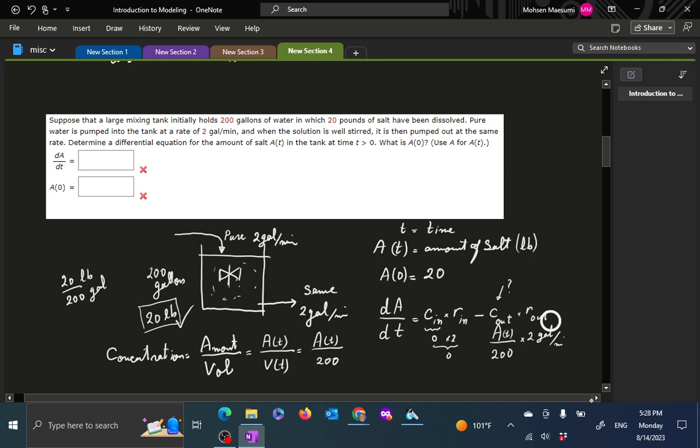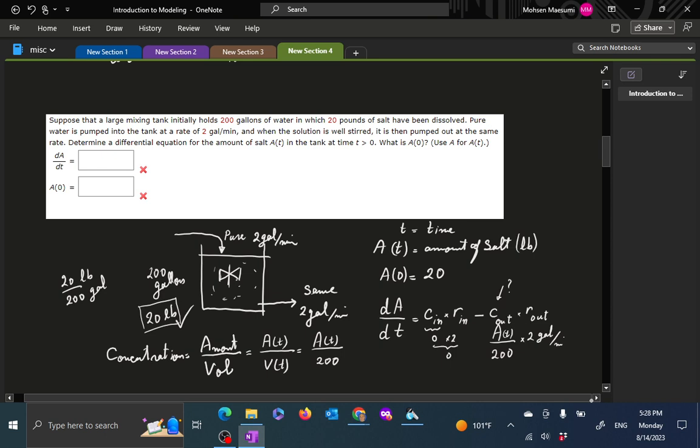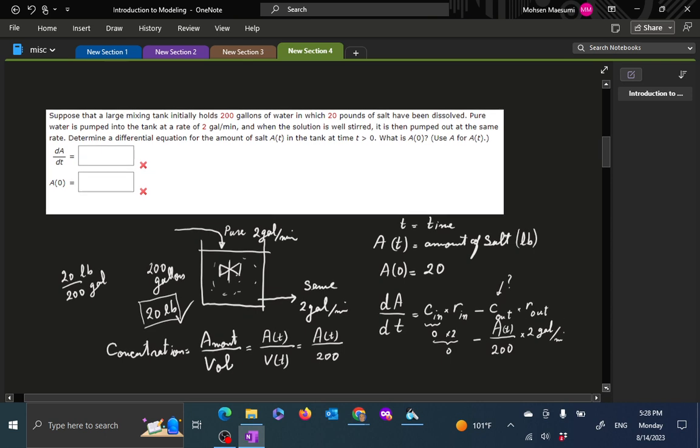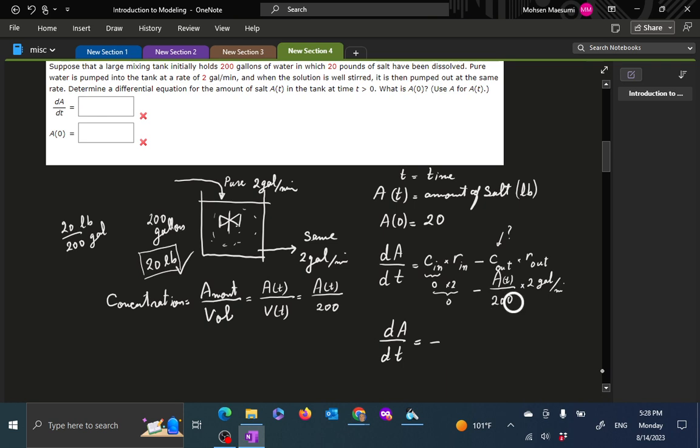And then the rate at which we are pumping the water out is 2 gallons per minute. And then we have to subtract this from the other one. So in this simple problem, the first component was 0, and we end up with dA/dt. Customarily, we drop this t. We know that it's a function of t. And this 2 and this 200 simplify, and I get A over 100.